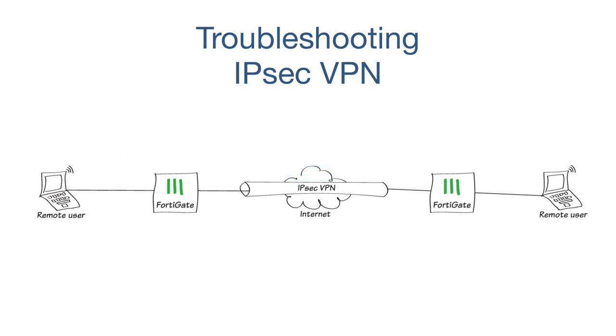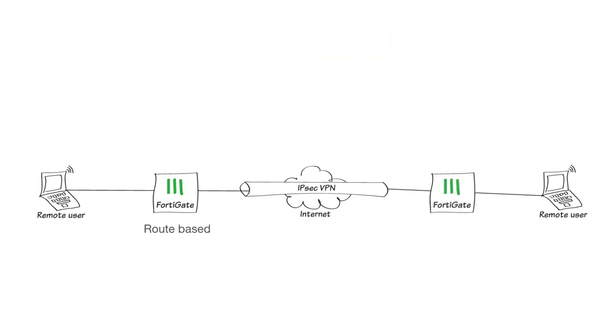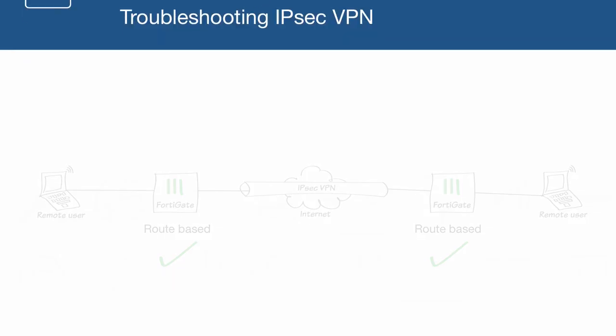In this example, 2 FortiGate units act as endpoints, but the troubleshooting tips are also relevant for VPN tunnels between a FortiGate and non-FortiGate device. This VPN is a route-based VPN, also called interface mode. Remember that both your devices should use the same type of VPN configuration, not policy-based and route-based together.